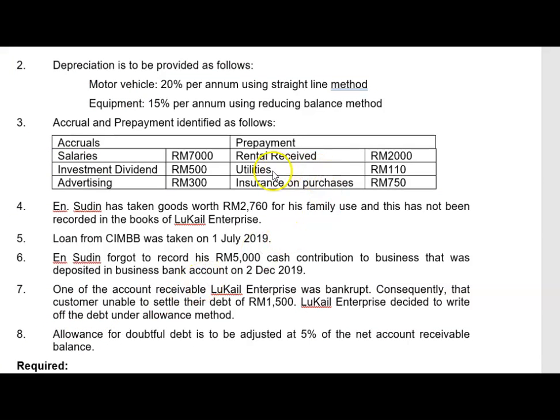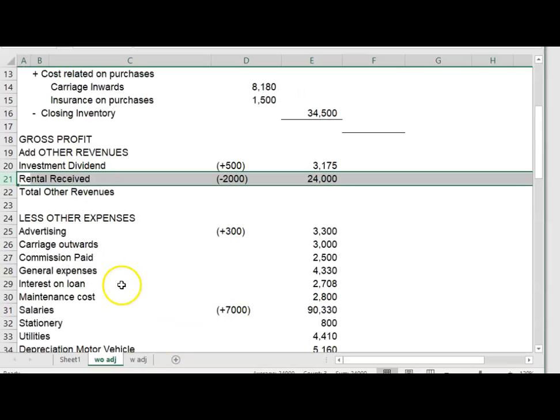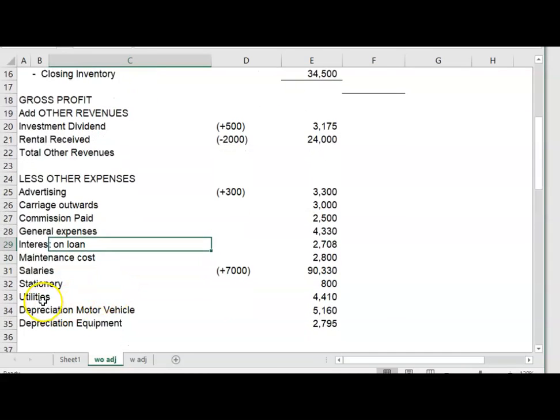All right, next, utilities, prepayment utilities 110. So again, go back to your answer, find out where the utilities is. Okay, here on the other expenses. So prepayment, prepaid must be deducted. Deduct 110. So your amount here needs to be deducted with 110. So go to your calculator, punch out the number, and you will have 4,300. So you adjust here, one adjustment here, and prepayment expenses.